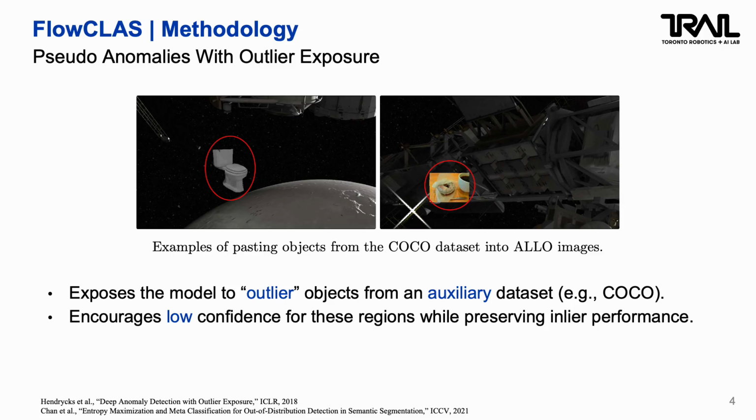Normalizing flow-based anomaly segmentation methods are traditionally unsupervised methods, meaning they are only trained using normal, non-anomalous images. We therefore applied the outlier exposure data augmentation technique to expose our model to synthetic outlier objects from an auxiliary dataset such as the COCO dataset. The goal is to encourage low confidence for these outlier regions that were inserted while preserving inlier performance from the original image.